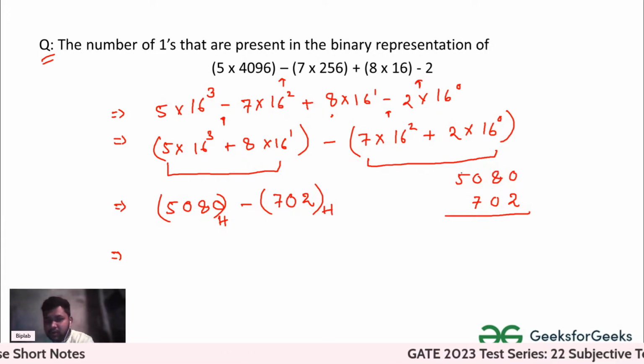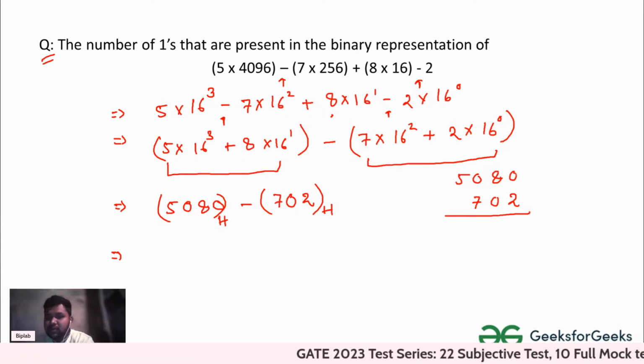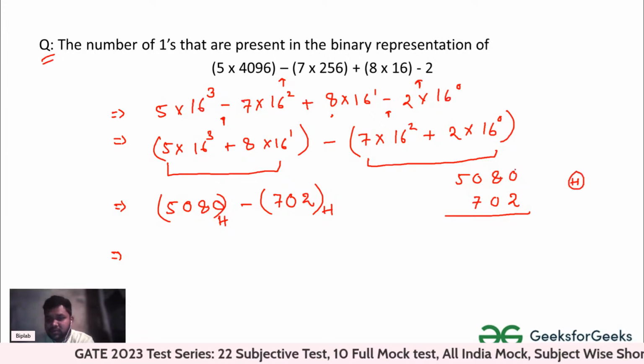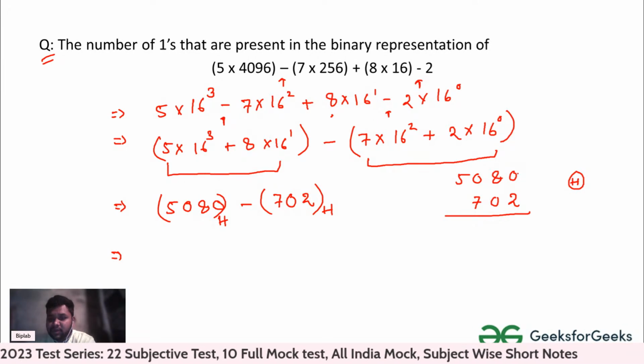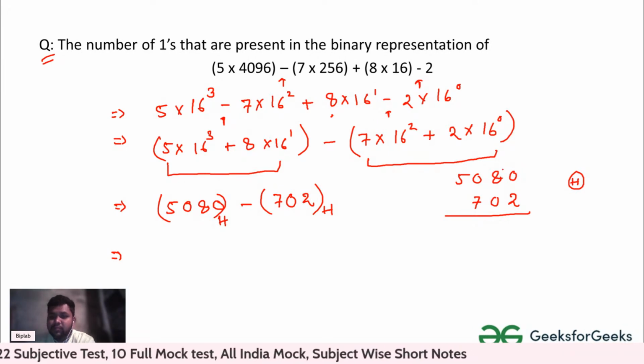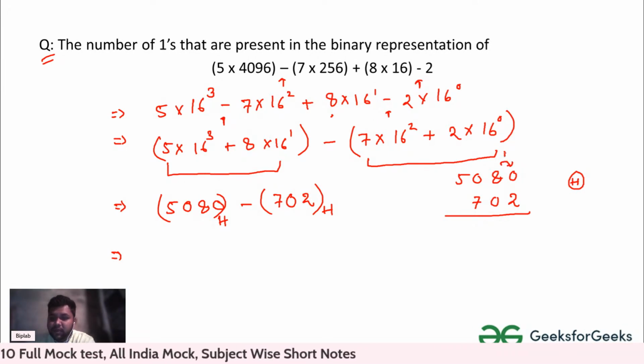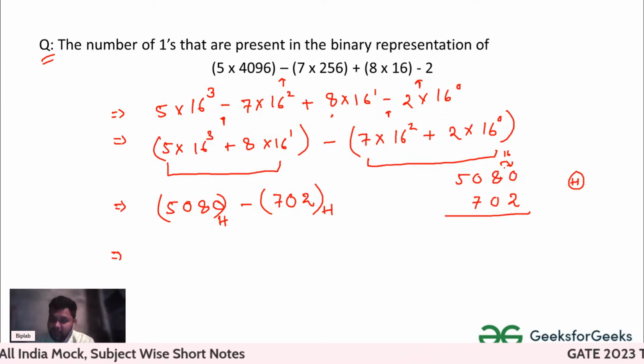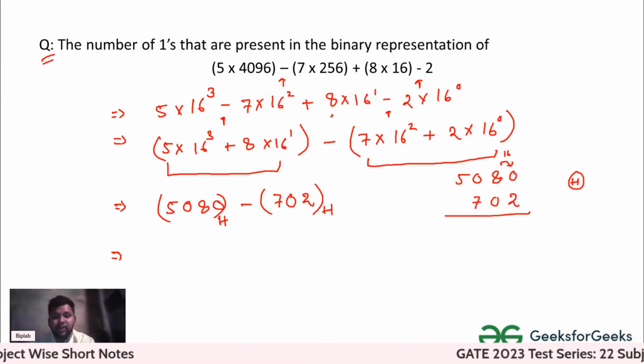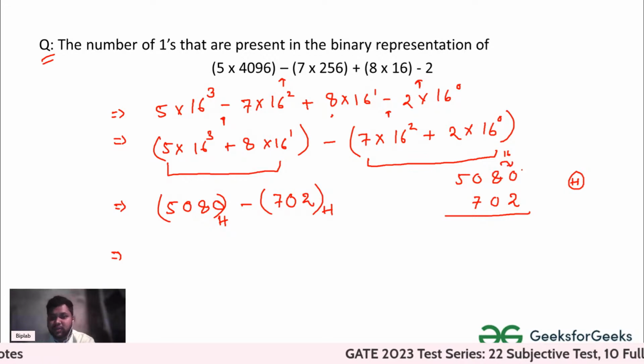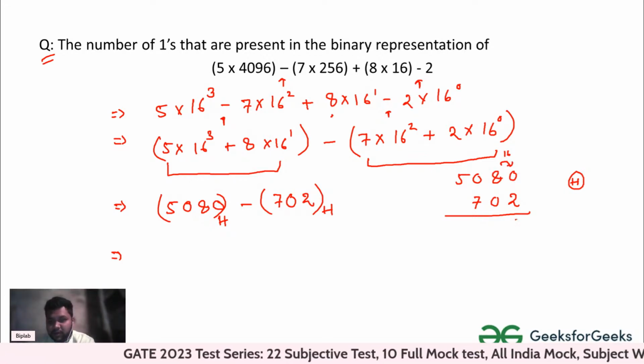So how can you do minus? Now don't take this 0 as 10, because we are doing hexadecimal subtraction. If this number is lesser, take 6 but borrow 16 from here. In decimal we borrow 10; here we will borrow 16. So borrowing 16, we get 14.